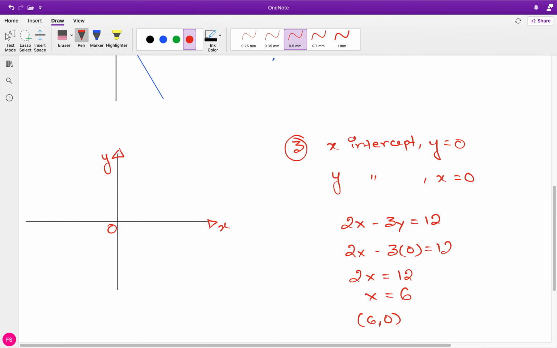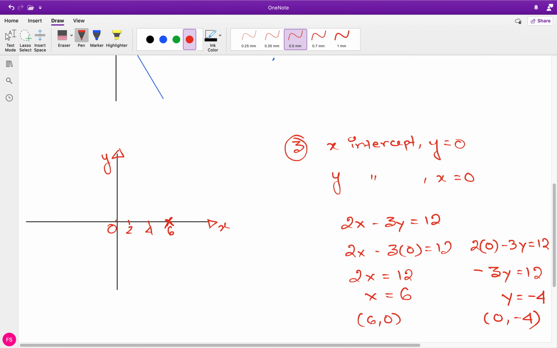Then let's take x equals 0 this time, which is 2 times 0 minus 3y equals 12. Anything multiplied by 0 is 0 itself, so you just have negative 3y equals 12. And this will give us y equals negative 4. So my second point is 0 and negative 4. Now let's plot the points. So my x is 6, so I'm going to make this 2, 4 and 6. So this is my first point, and then 0 and negative 4. So when x is 0, y is negative 4, which is, let's say this is negative 2 and this is negative 4. So this is another point.